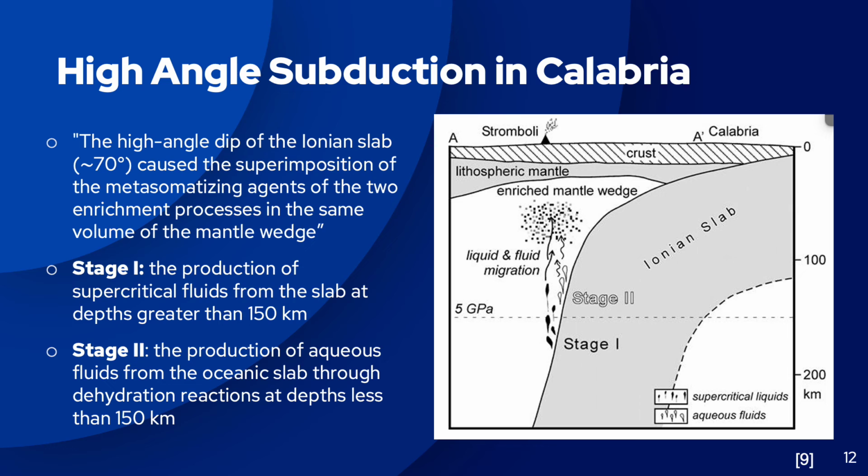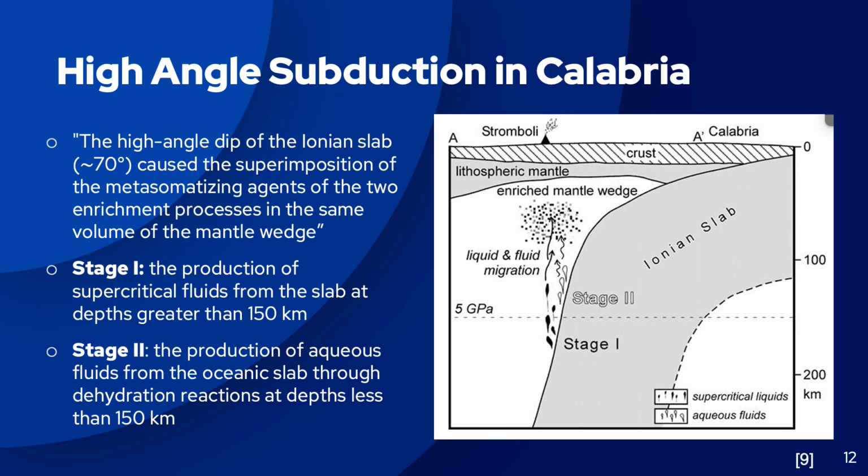This superimposition occurs due to the fact that there are two stages in which supercritical fluids and aqueous fluids escape the slab, which in turn mix in the mantle wedge, producing immense variety in the magmas produced by the Stromboli volcano. The first stage involves the release of supercritical fluids of the basalt and sediment slab. This melting of the slab can occur at depths greater than 150 kilometers along the subduction zone.